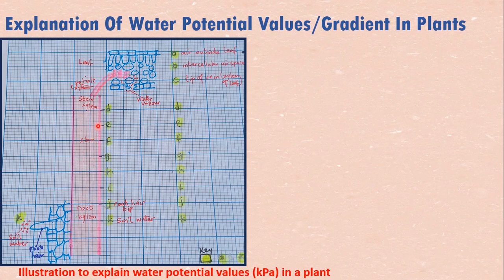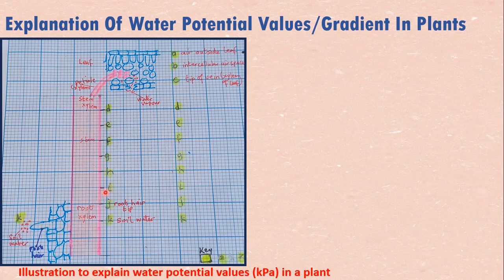Now we have put these lettering A to K as points to show points on the plant. For instance, point A, we have said point A is the air outside the leaf. Point B is the intercellular spaces here. Point C is the tip of the vein. And the stem, we start with D and E are all points on the plant. And we come and look at the soil, which we have given it point K.